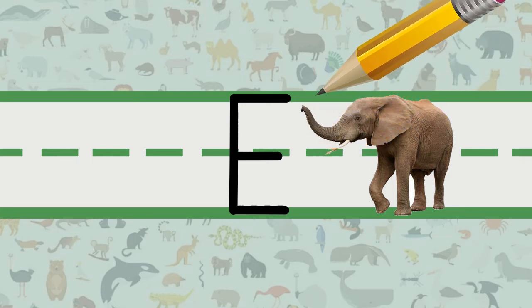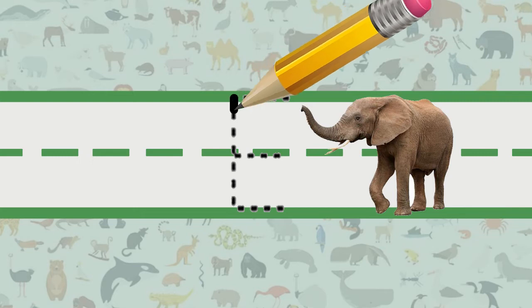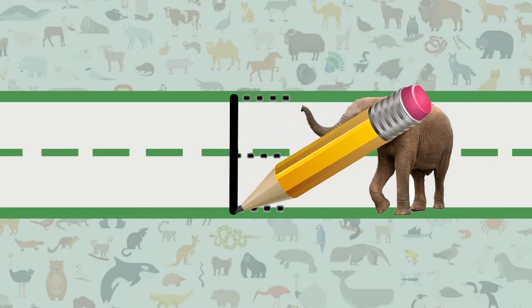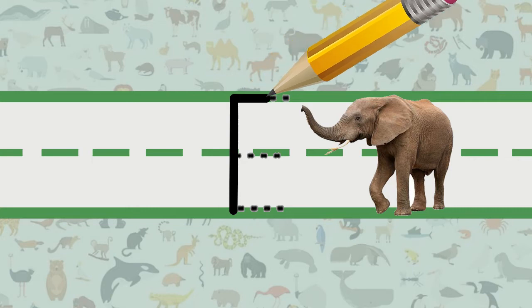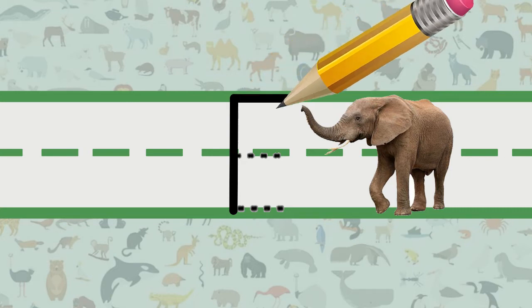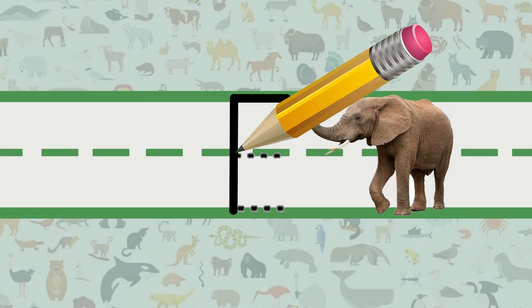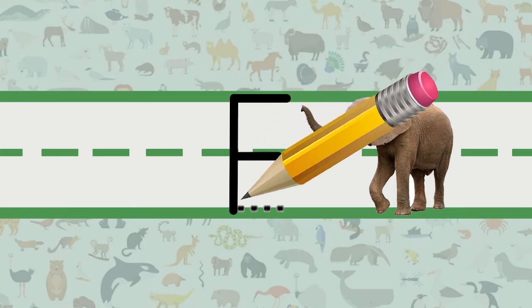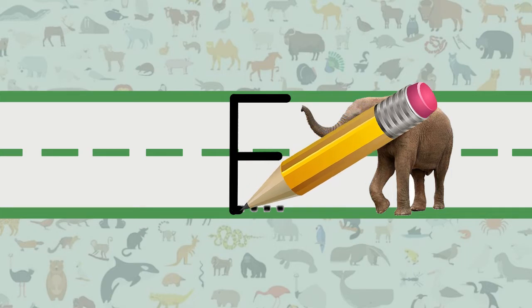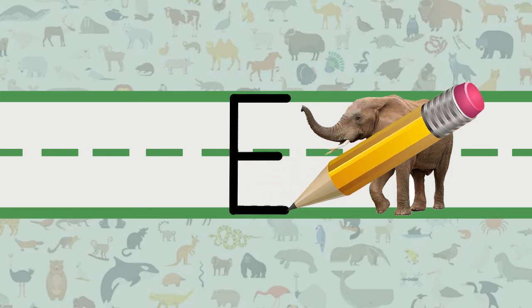Good job! Let's do that again. Start at the top and draw a straight line down to the bottom. Then go back to the top and draw a straight line to the side. Then go to the middle, draw another straight line to the side. Then go to the bottom and draw another straight line to the side.